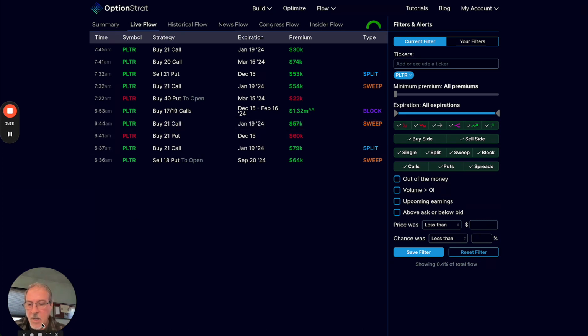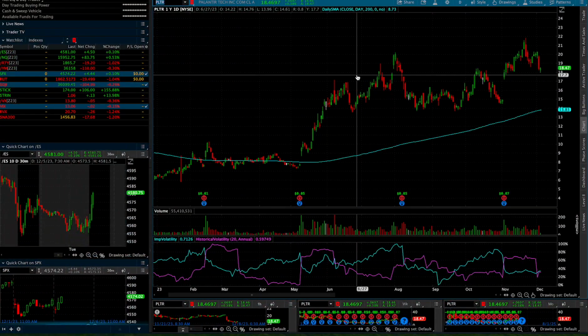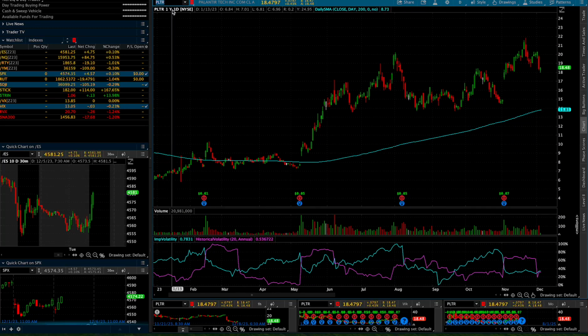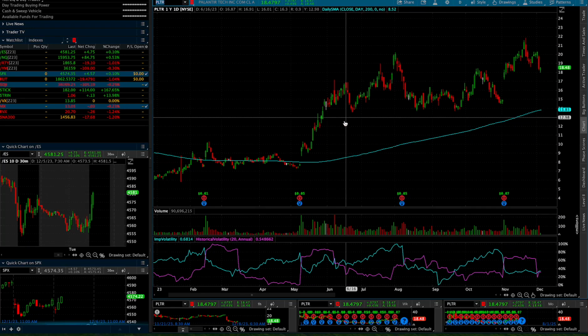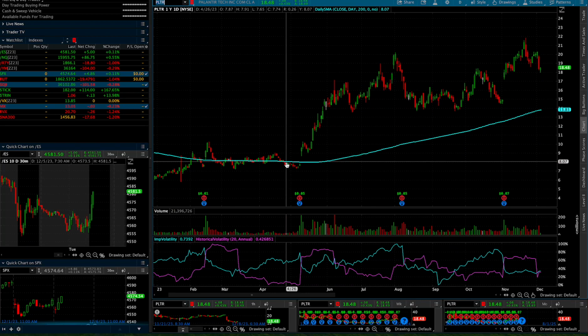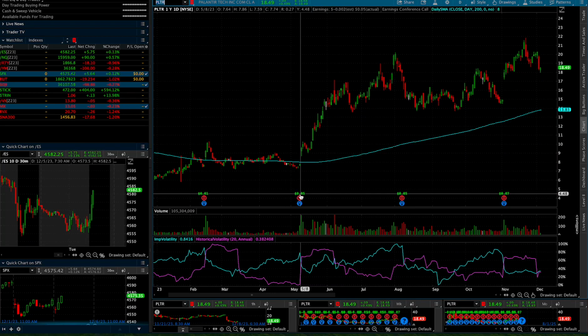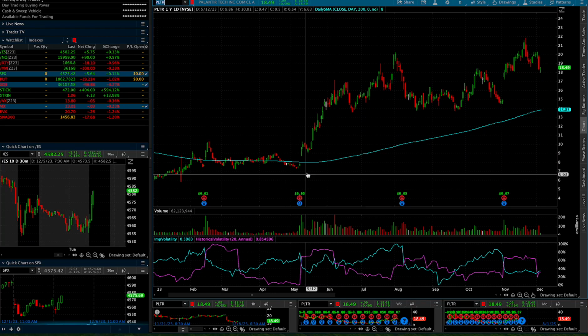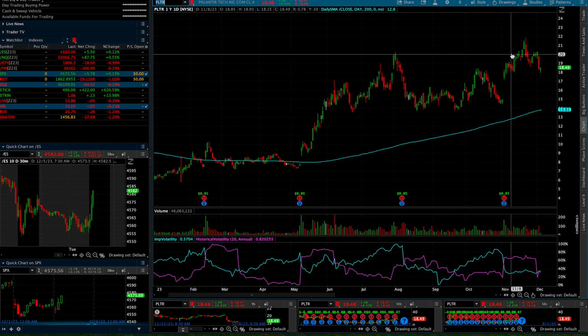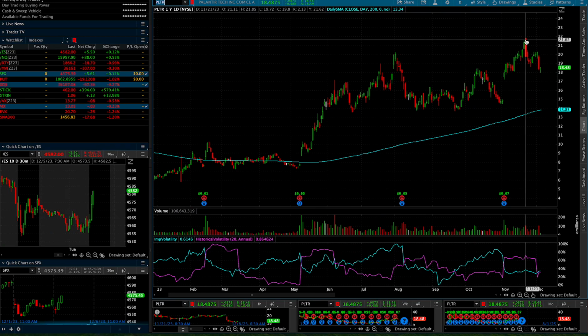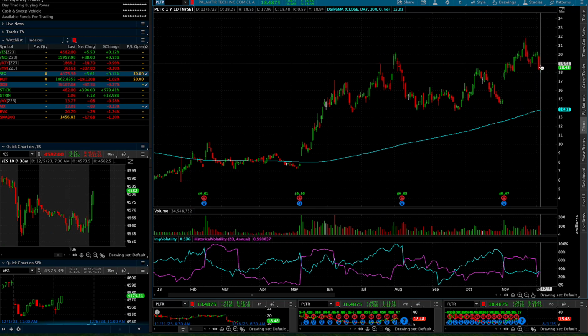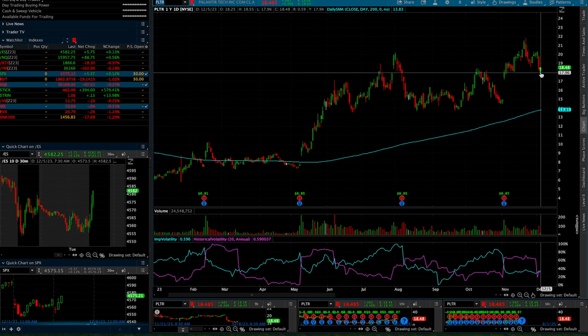I'm going to go ahead and remove my face here so that we're getting the full information off of the screen. So if I take a look at Palantir, we can see this is a bar chart, daily bars, that it has moved up considerably after an earnings report that occurred back in May. It's kind of chopped around. It made new highs just recently, and now it's fallen back. It's had a pullback.